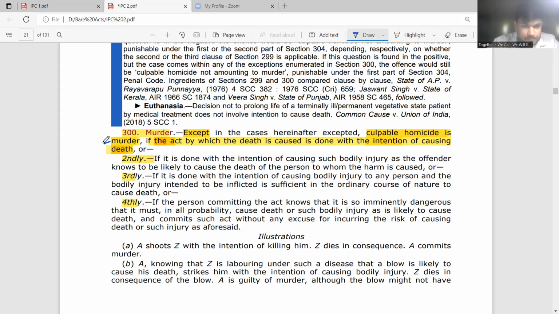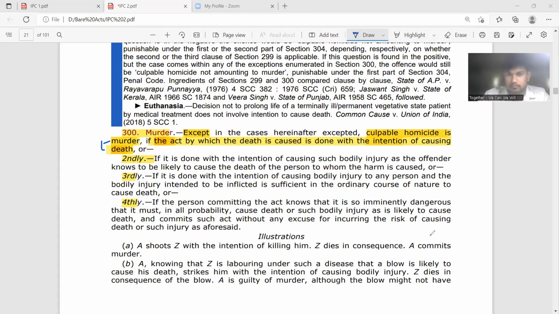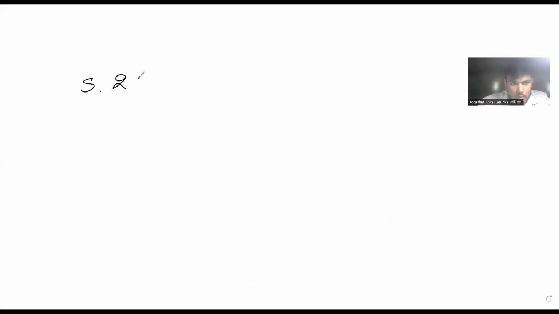Okay, if section 299 is proved, look, now section 299 1, they say intention: whoever causes death with the intention of causing death.